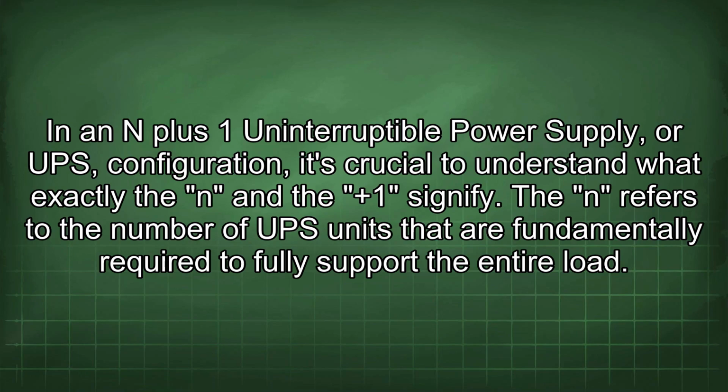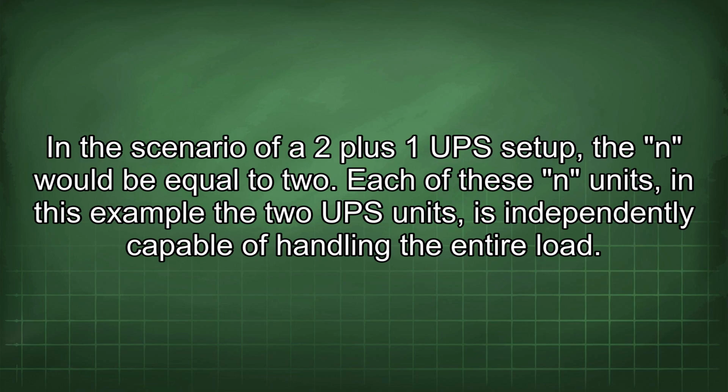In an N+1 uninterruptible power supply, or UPS, configuration, it's crucial to understand what exactly the N and the +1 signify. The N refers to the number of UPS units that are fundamentally required to fully support the entire load. In the scenario of a 2+1 UPS setup, the N would be equal to 2. Each of these N units, in this example the 2 UPS units, is independently capable of handling the entire load.